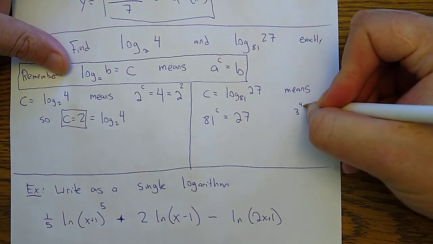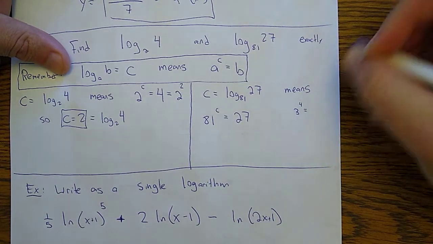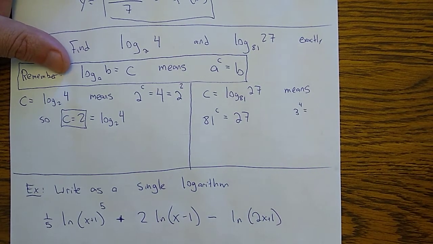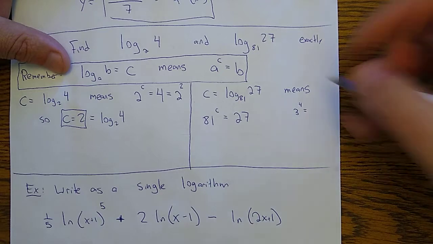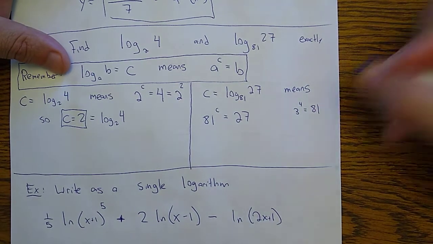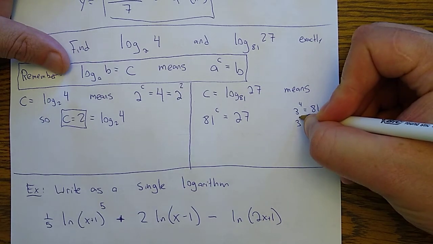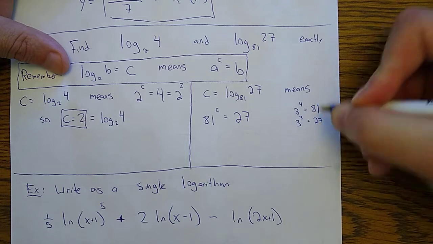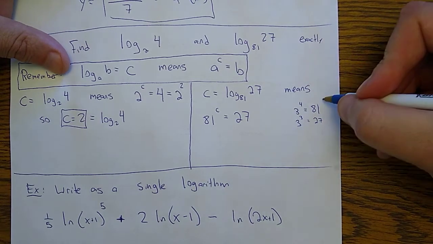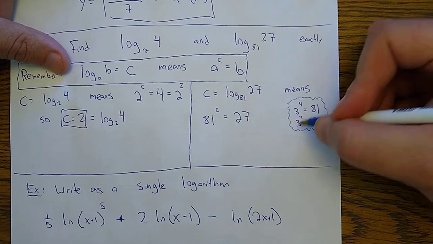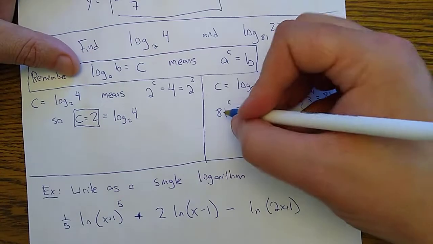Because 3 to the 4th, right? 3 to the 4th would be 3 times 3 times 3 times 3, which is the same as 9 times 9, which is the same as 81. 3 to the third is 27. So once you realize that, we should use threes.